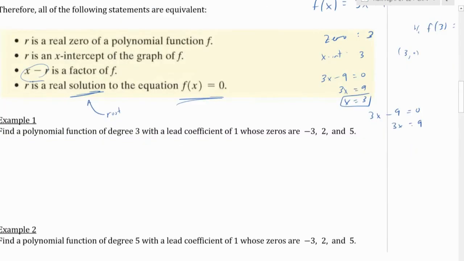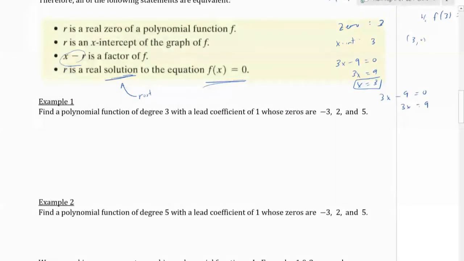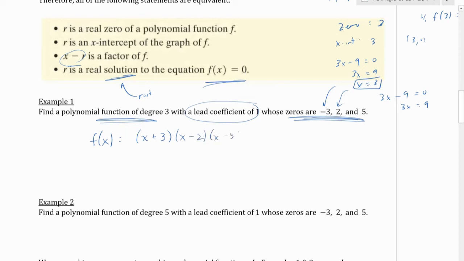All right, so I think this example right here may help you understand a few of the things you've been doing wrong. Find a polynomial function of degree 3 with a lead coefficient of 1 whose zeros are -3, 2, and 5. Okay, so let's say we've got a function. If a 0 is -3, that means one of the factors is x plus 3. If a 0 is 2, one of the factors is x minus 2. If a 0 is 5, that means one of the factors is x minus 5.